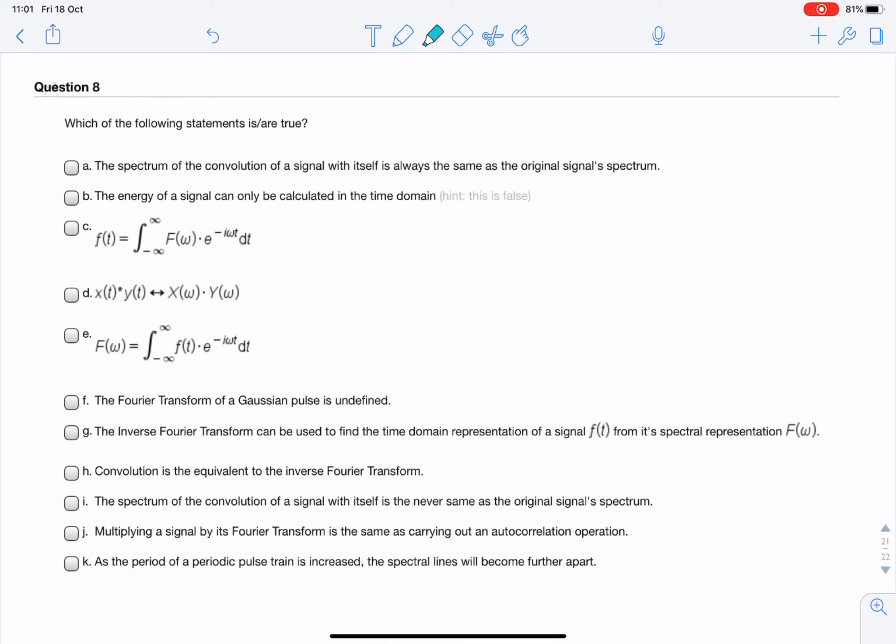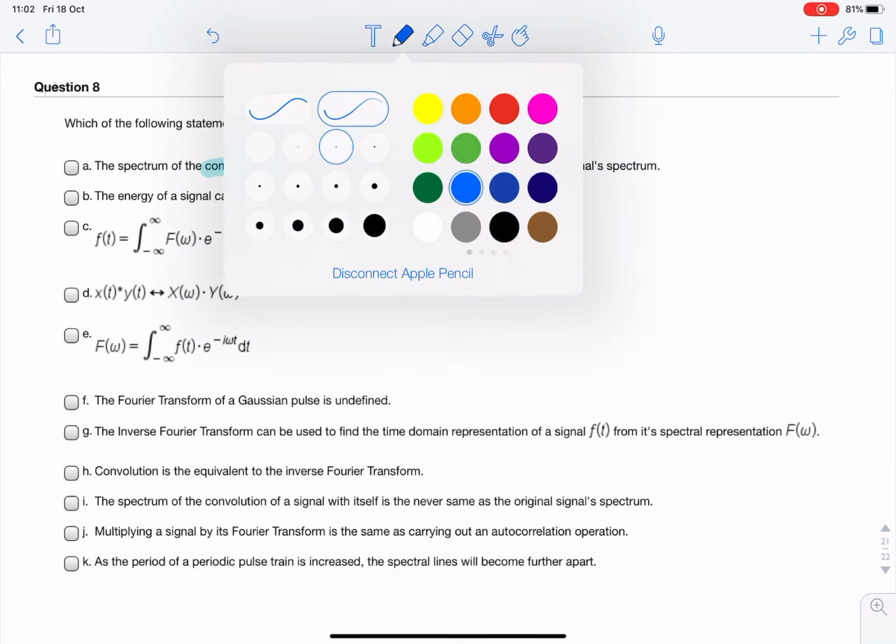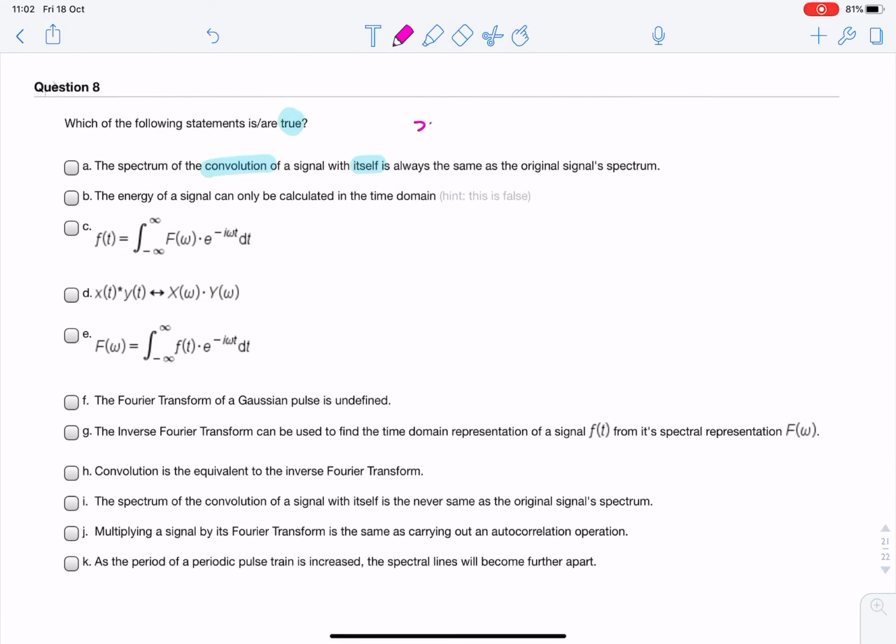So this question is asking which of the following statements is true. So option A, the spectrum of the convolution of a signal with itself. So that's like saying X convolved with X. Is the spectrum of that always the same as the original signal spectrum? So X of omega. Is that the case?